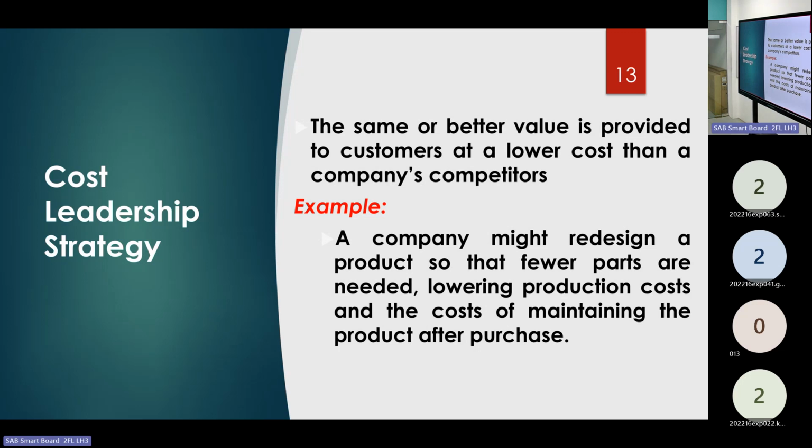Cost leadership: you can achieve the basic purpose at a very reasonable cost. So that will give you the competitive advantage. There are companies that try to do this. Now in the Sri Lankan context, any example of a firm using cost leadership?